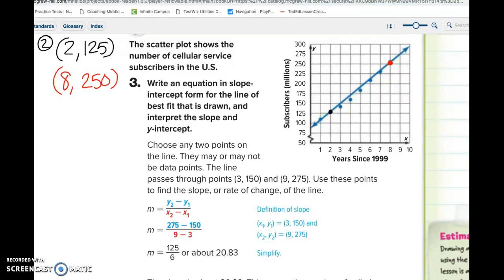Now I need to do step number 3, which is to find my slope using those 2 points that I wrote. What is this guy right here? This 2 is what?